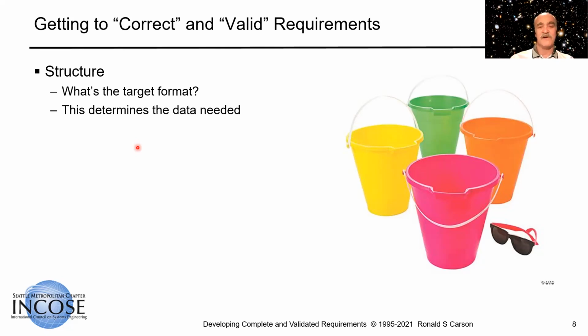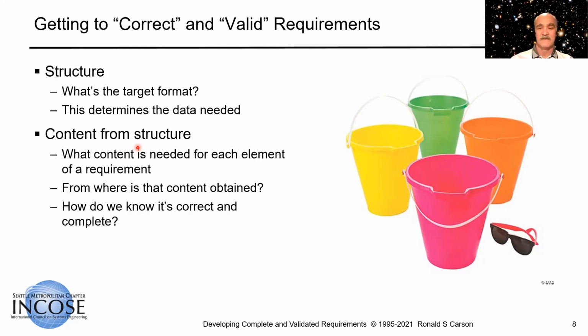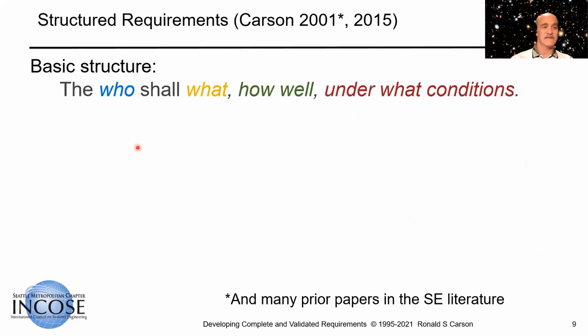So I started getting involved in this idea of structured requirements back in the 90s. And then the 2001 paper got into it some more. And then we formalized it over the next 10 or 12 years. So first thing you have to figure out, well, what's the target format? Because this is going to determine the data you need to populate the requirement. And then from that structure, go figure out, well, where am I going to find the information for each of those elements of a structured requirement? And how will I know that that information is also correct and complete?